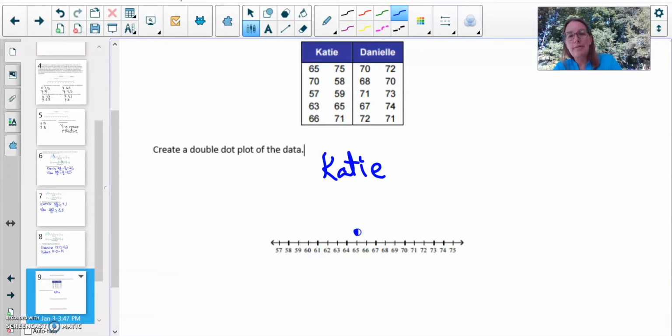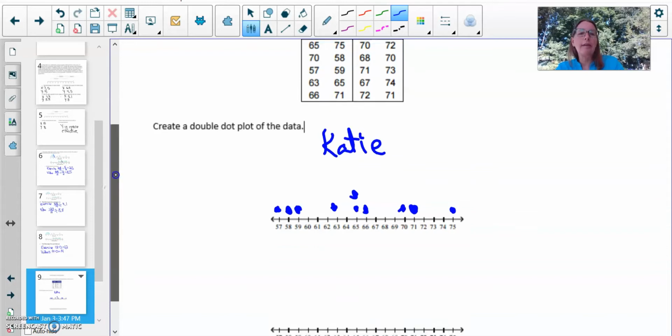I have 65, 70, 57, 63, 66, 75, 58, 59, another 65, and 71. And then we're going to do the same thing on the second number line for Danielle.